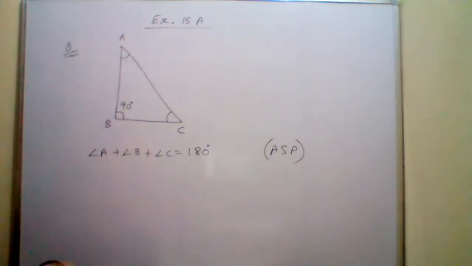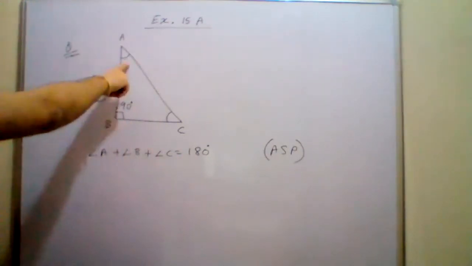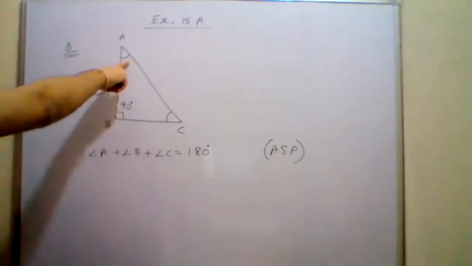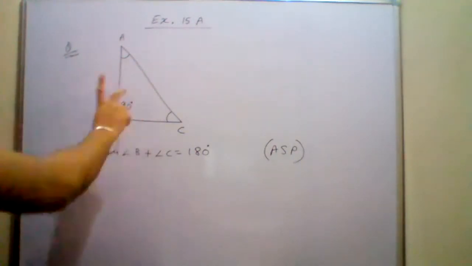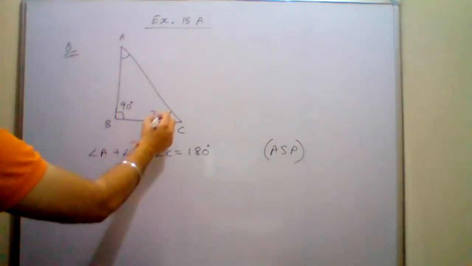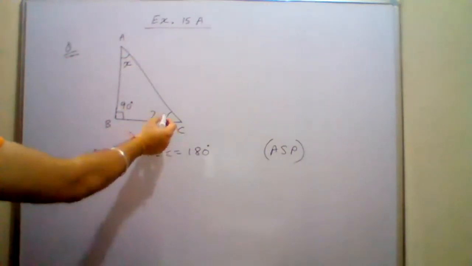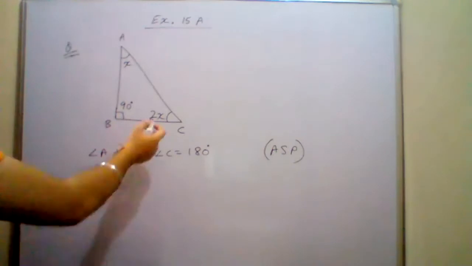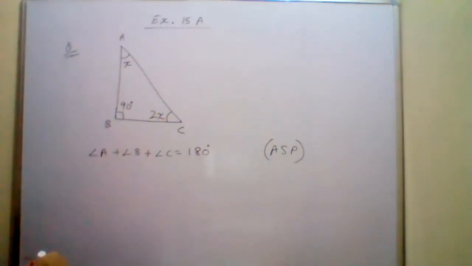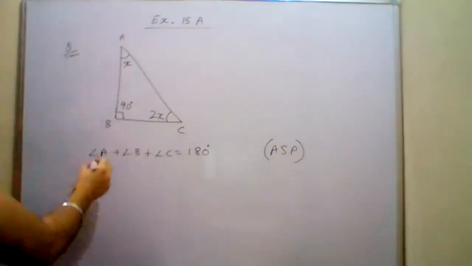Now what else is given here? The ratio of the other two angles, that means angle A and angle C, the acute angles, is given as 2:1. So I can assume that one of the two angles is 2x and the other one is x. First angle 2x and the second angle x. Why 2x and x? Because the ratio is 2:1. Is it clear to all of you? Yes, sir.